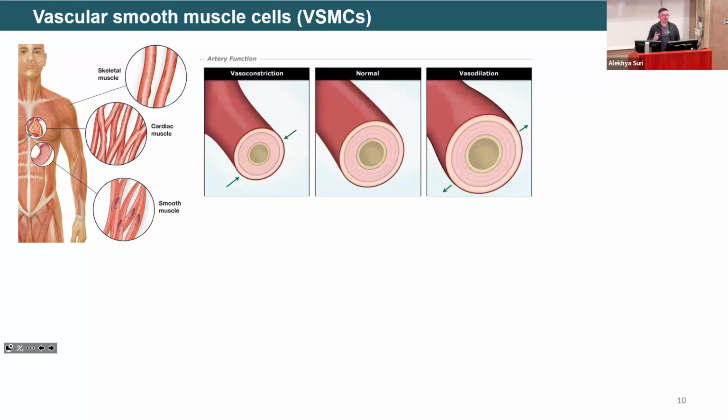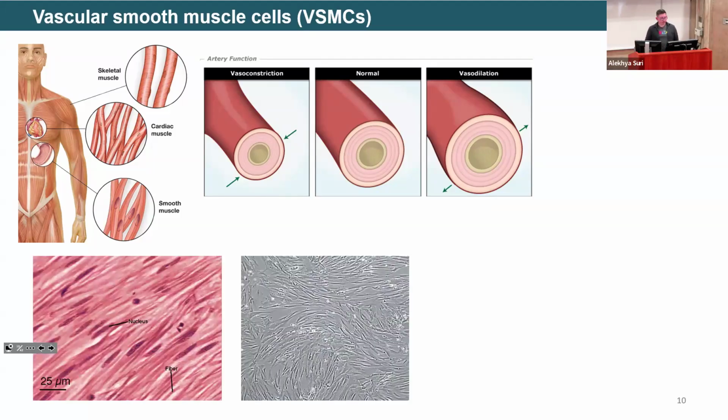In blood vessels, the function of smooth muscle is to control vessel diameter, right? So at the center, you have a normal or resting blood vessel. If there's a signal for the smooth muscle to contract, the vessel diameter becomes smaller. If there's a signal to vasodilate, the vessel diameter increases, right? And these changes are really, really important in the regulation of blood pressure, the regulation of blood flow, and the control of resistance, basically.